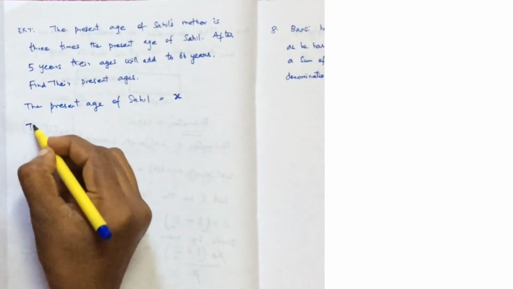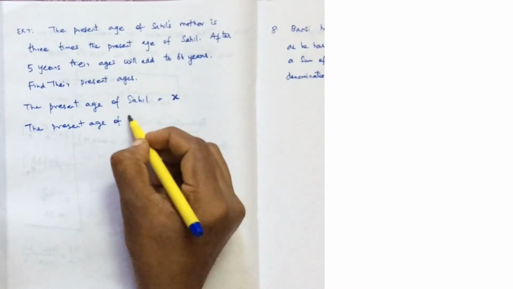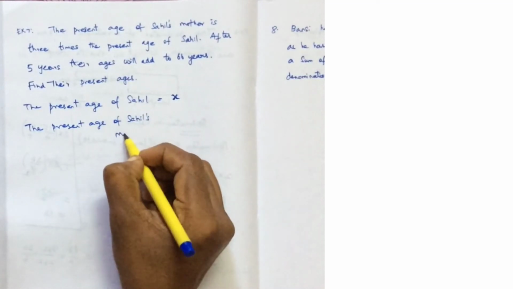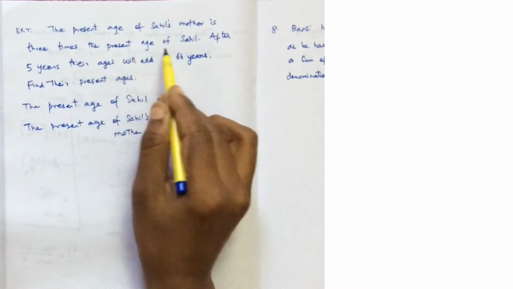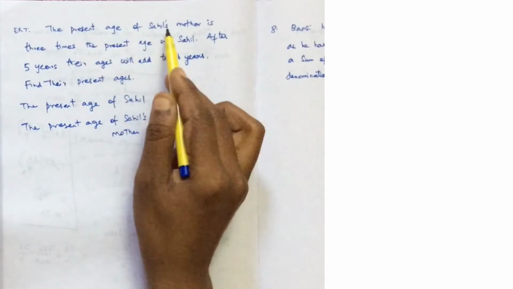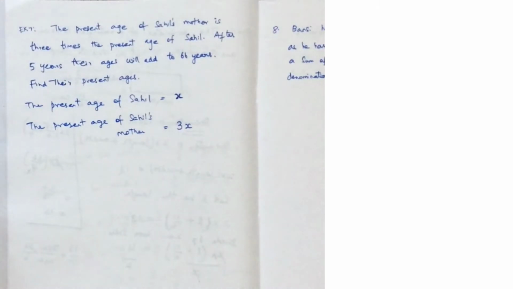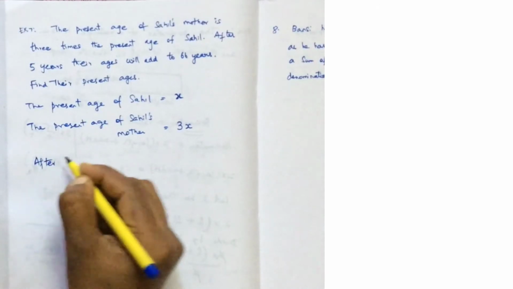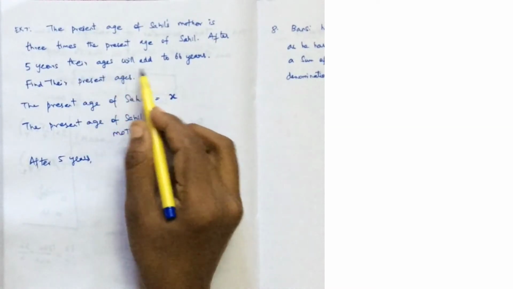So the present age of Sahil's mother. Now if Sahil's present age is X, the present age of Sahil's mother is 3 times, so it is 3 multiplied by X, it is 3X. After 5 years, their ages will add to 66. After 5 years, if you add the ages of both, you should get 66.